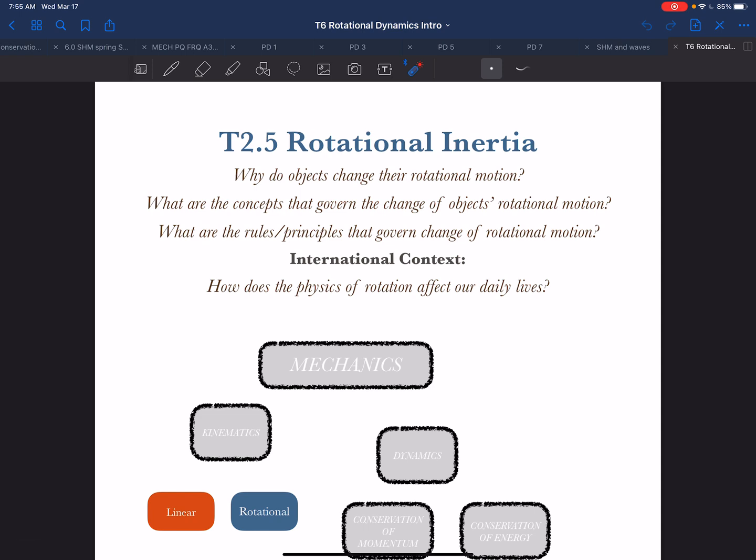So when we look at rotational motion, we could ask questions like we've asked before. Why do objects change their rotational motion? What are the concepts that govern the rotational motion? And what are the rules and principles that govern? And in an international context, how does the physics of rotation affect our daily lives?